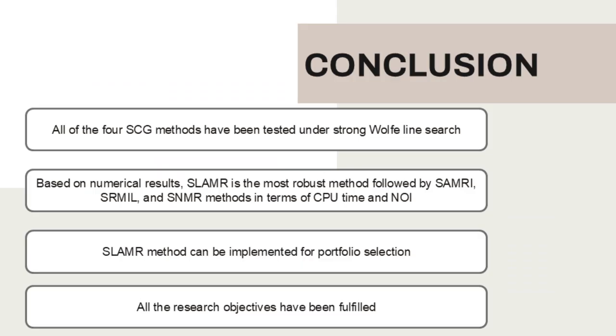In conclusion, all of the four SCG methods have been tested under strong Wolfe line search. Based on numerical results, SLAMR is the most robust method, followed by SAMRI, SRMIL, and SNMR methods in terms of CPU time and number of iterations. The SLAMR method can be implemented for portfolio selection. In the end, all the research objectives have been fulfilled.